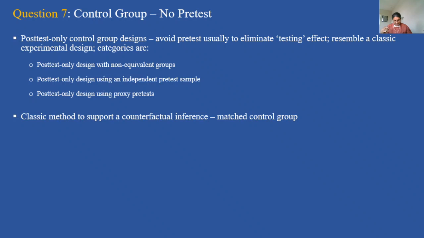So typically researchers look for a similar group to support the counterfactual inference to see what would have been without the treatment. This use of a matched control group is a classic method. Let's move on to the next slide.